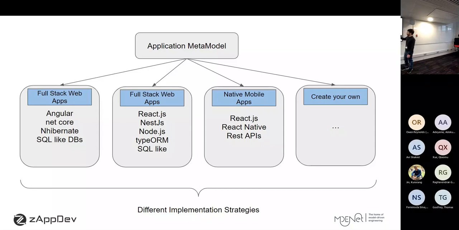We might generate code for different platforms. For example, here we have a strategy that generates code for the mobile platform using React.js and React Native. And you can always create your own implementation strategy, either by copying stuff from here, or by writing from scratch.